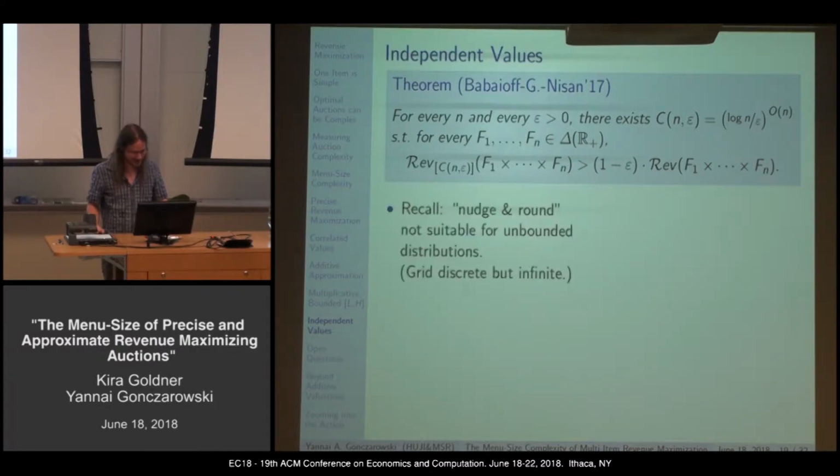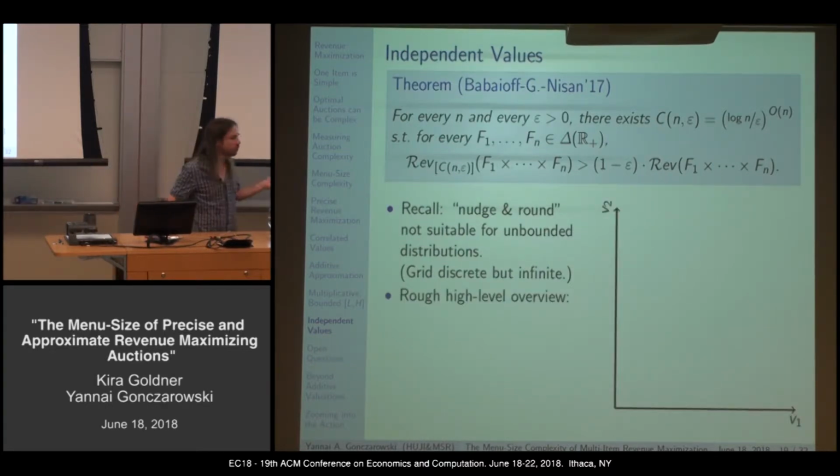Okay, so recall that we cannot possibly show this only using nudging around. Either we get a discrete, infinite grid if we round the prices, or we get a discrete and finite grid for the probabilities, but every slight change in probabilities changes the utilities in a way that's unbounded. So what do we do? Very, very rough high-level overview. I'm lying a bit here.